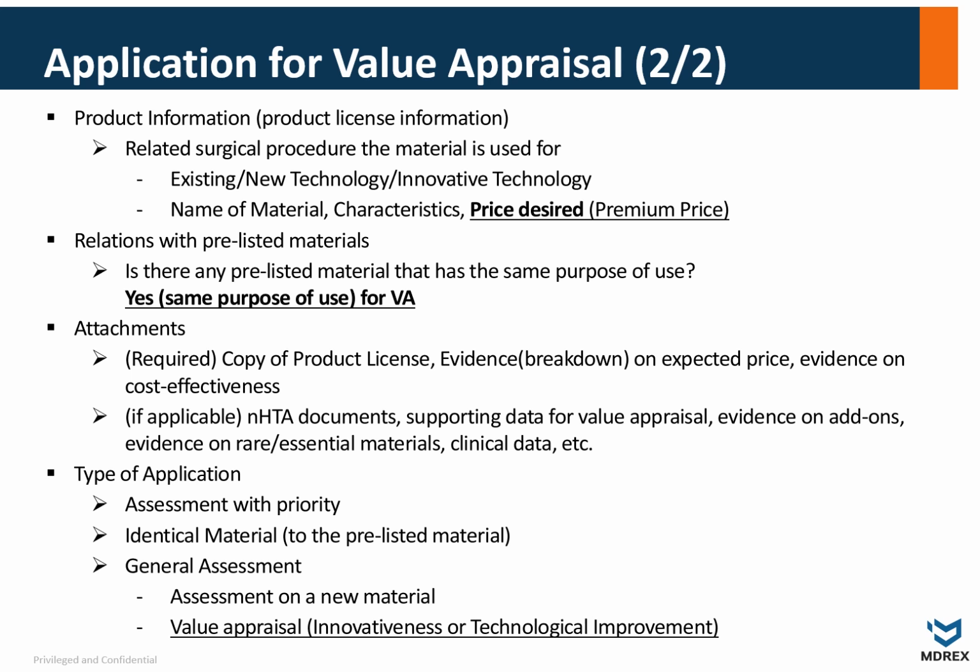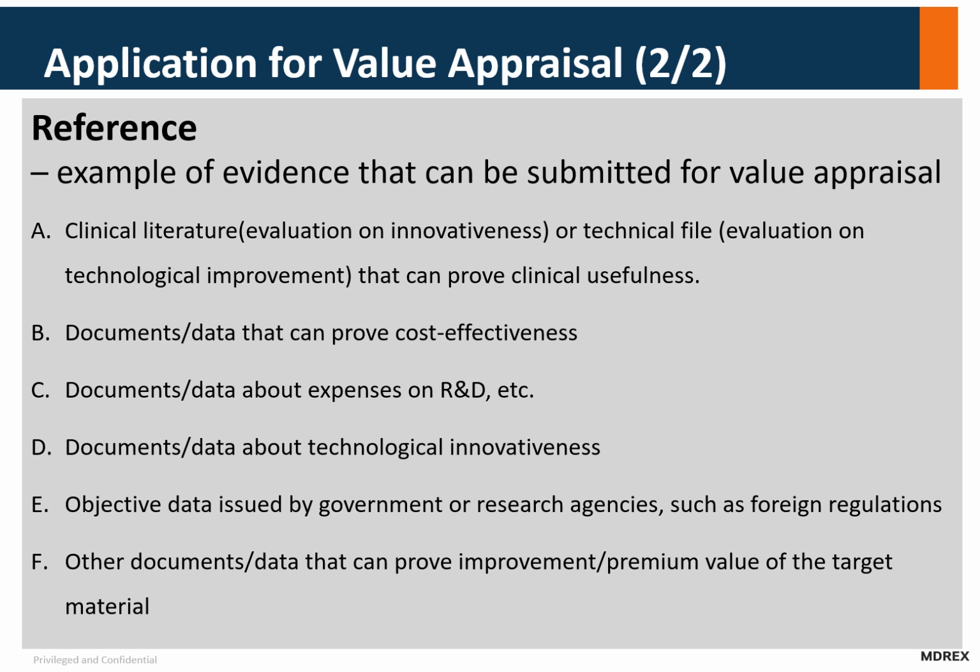Third, attachments. Aside from the essential documents to be submitted, such as product license and evidence on desired price and cost effectiveness, all the rationales can be submitted for proving the values. Last but not least, the type of application. For value appraisal, either innovativeness or technological improvements type should be checked under general assessment. To do this, assessment with priority should be checked with no first. But for reference, I added examples of evidence that can be submitted for value appraisal. Please feel free to capture it if you like.